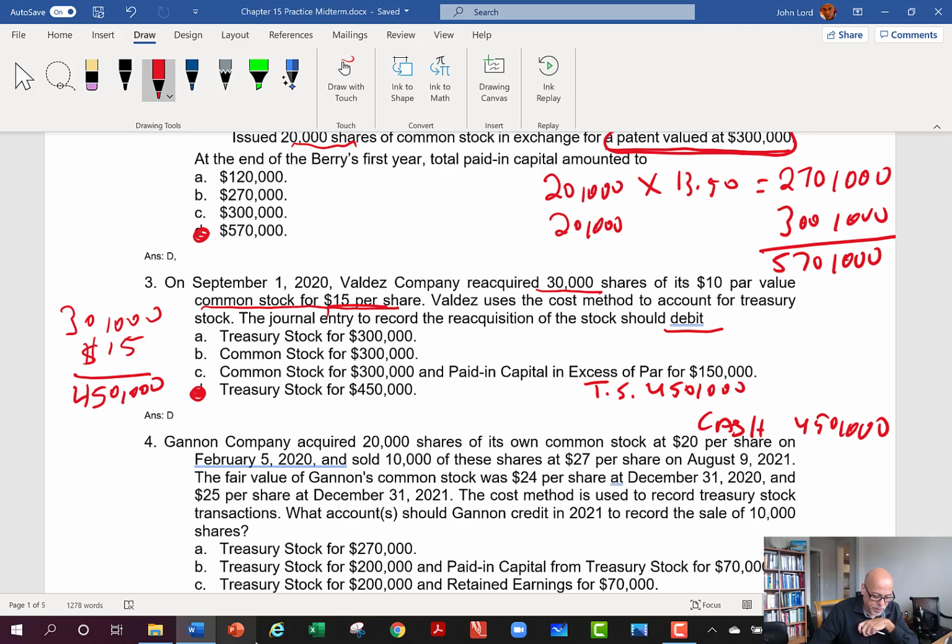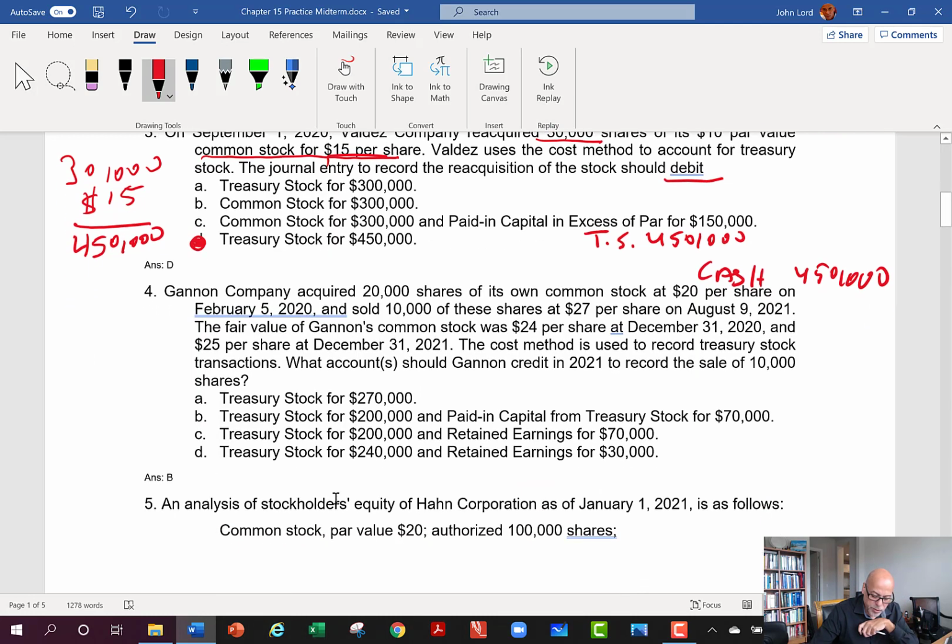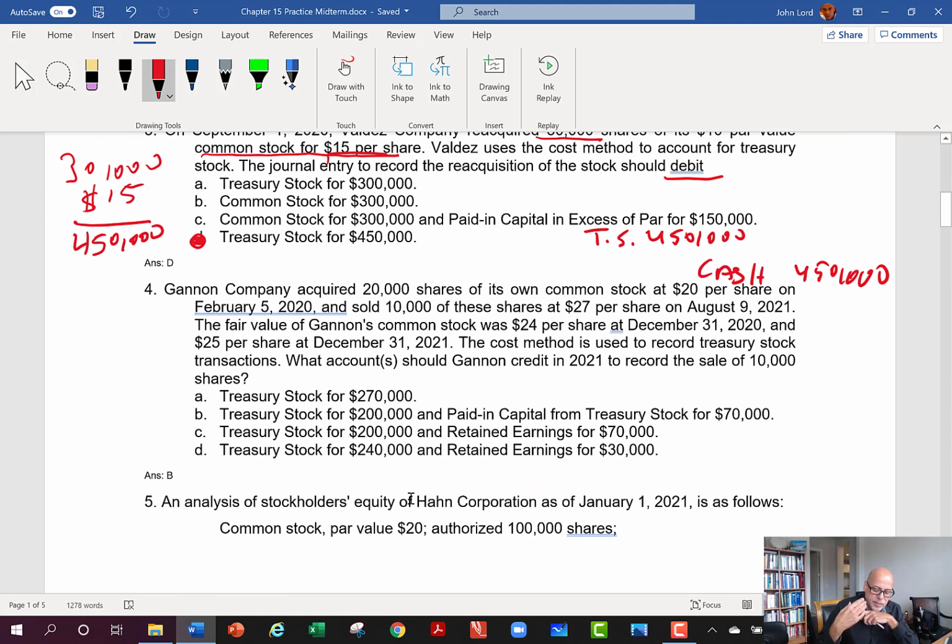Number 4. Again, when they ask you for a journal entry question, they ask you for the debit, they ask you for the credit, do the whole journal entry. So this one, just looking down with this Gannon company, they're asking me for the credit. So I know I'm going to look at the transaction, see what the nature of the transaction is, and go ahead and put together the entire journal entry.